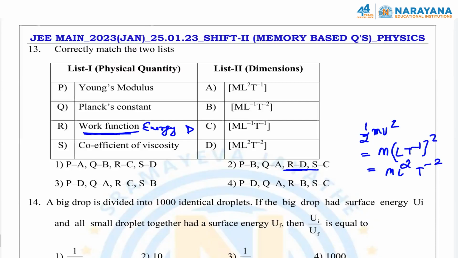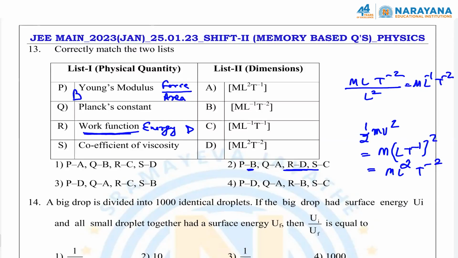Let's talk about Young's modulus. So Young's modulus is stress by strain, and stress is force over area. Strain is dimensionless. So it is force over area. So force is M L T minus 2 divided by area L2. So this is M L minus 1 T minus 2. So this is B. Yes, this is correct.